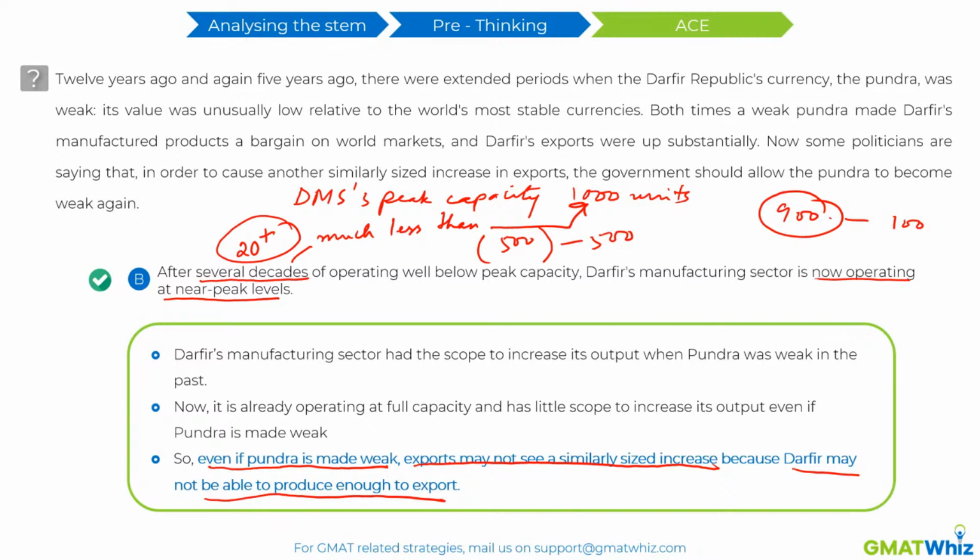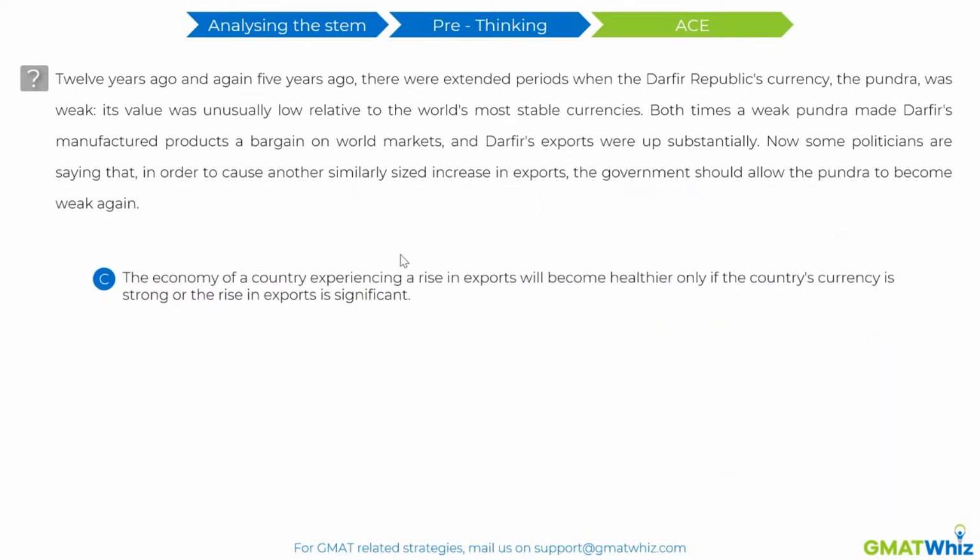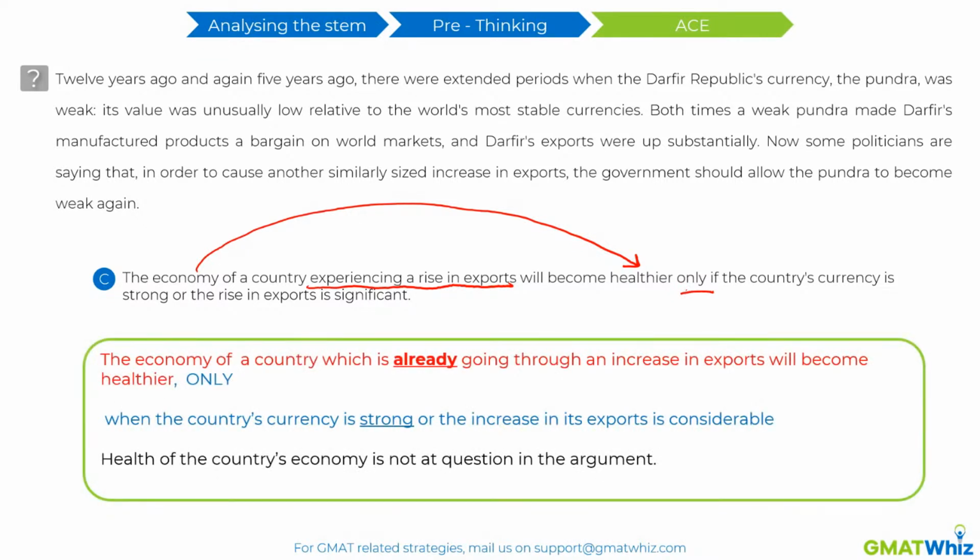Okay, guys. So let me move to the other choices. C says the economy of a country experiencing a rise in exports. So this talks about a country which is already experiencing a rise. And we are looking at a situation where we want to increase the exports. So this says the economy will become healthier only if the currency is strong. This in no way is weakening the conclusion, is it? Health of the country's economy is not our concern. The scope of the conclusion is any choice that tells you weakening Pundra won't make exports increase. This choice is saying what you need for the economy to be healthy. So, out.